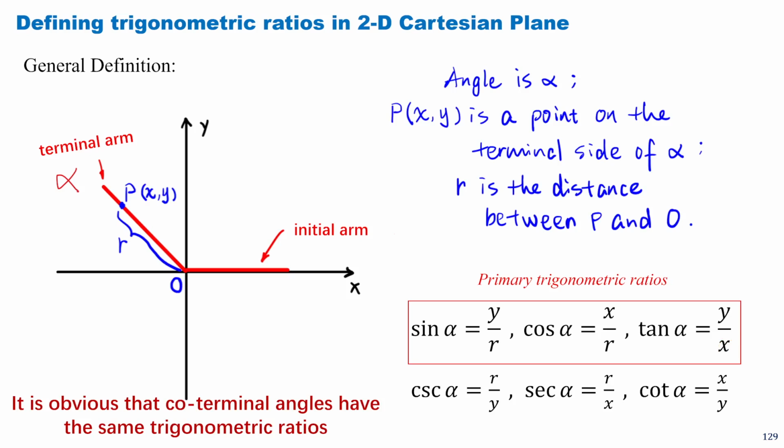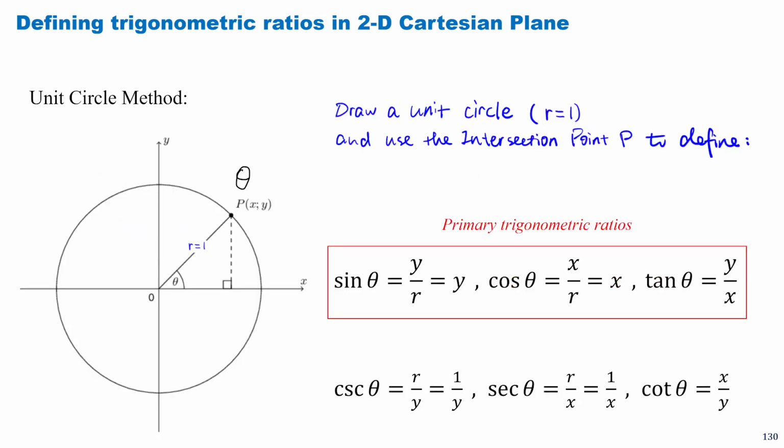And it's obvious that coterminal angles will have the same trigonometric ratios, right? Specifically, if you let r equal 1, then we could also use the unit circle method to define these trigonometric ratios. For example, if you let r equal 1 and make a unit circle, then we can choose a point of intersection between the terminal arm and the circle.